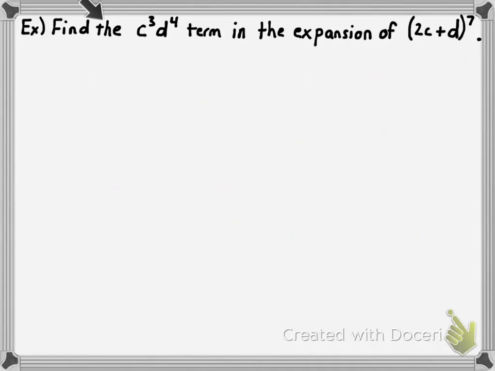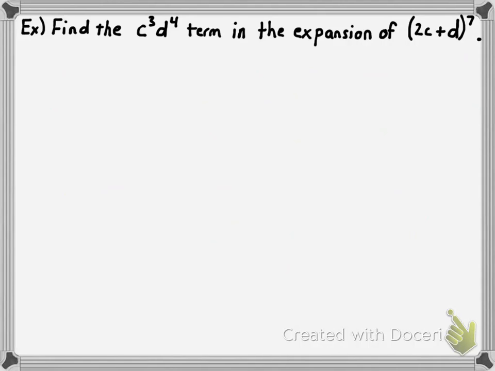What we're going to do in this example is we're going to find the c cubed d to the fourth term in the expansion of 2c plus d to the 7th power. All right, so we're looking for a very specific term. Now, think about where the c cubed d to the fourth term would come into play. Remember that in an expansion, the first term and the second term, their powers always have to add up to the power of whatever you're trying to expand to, and you see the 3 and the 4 add up to 7. Do you know which term this is? It's going to turn out to be the 5th term, all right?